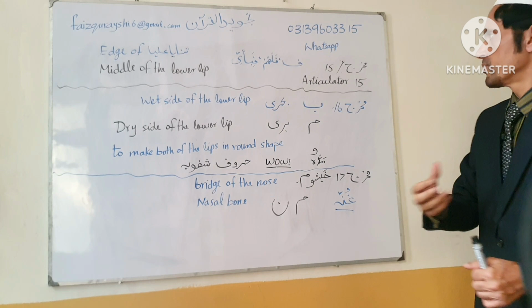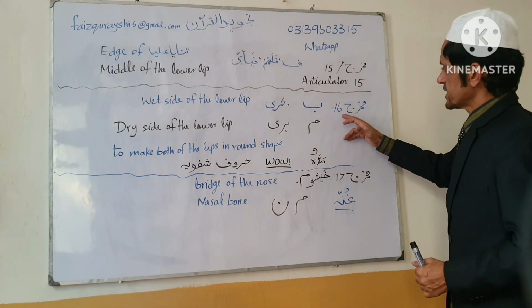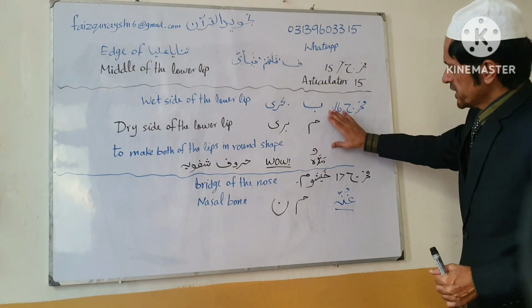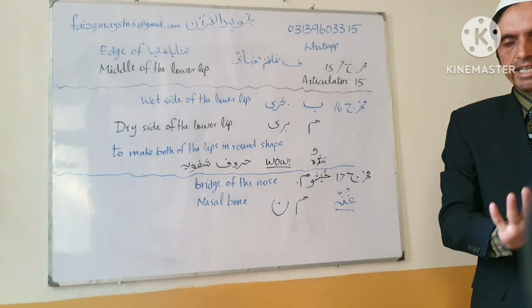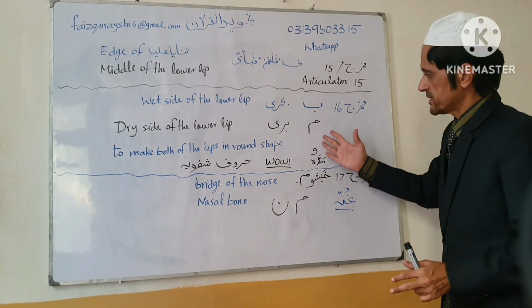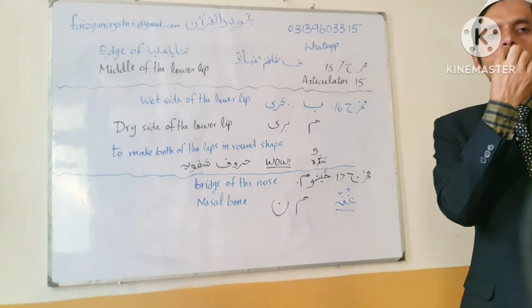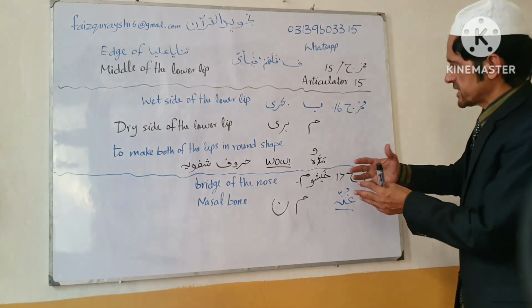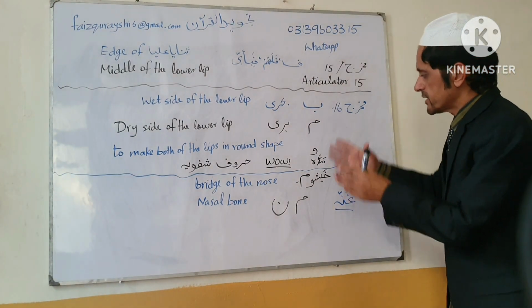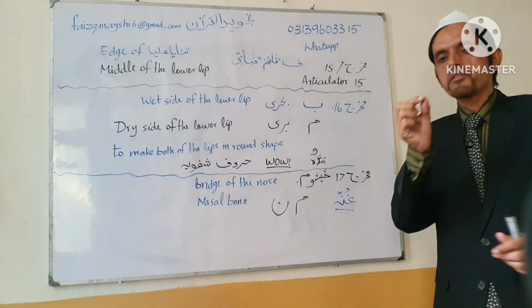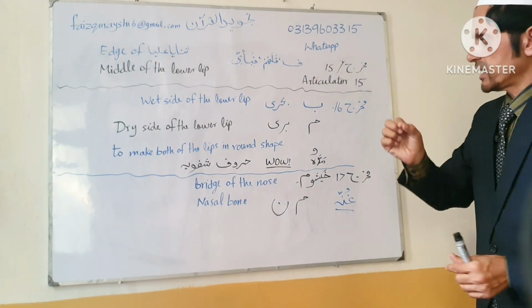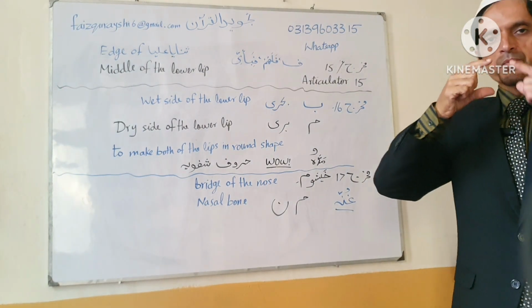Falahum. Makharaj number 16. There are three letters, and all of them are articulated from both of the lips, but all three have different places.